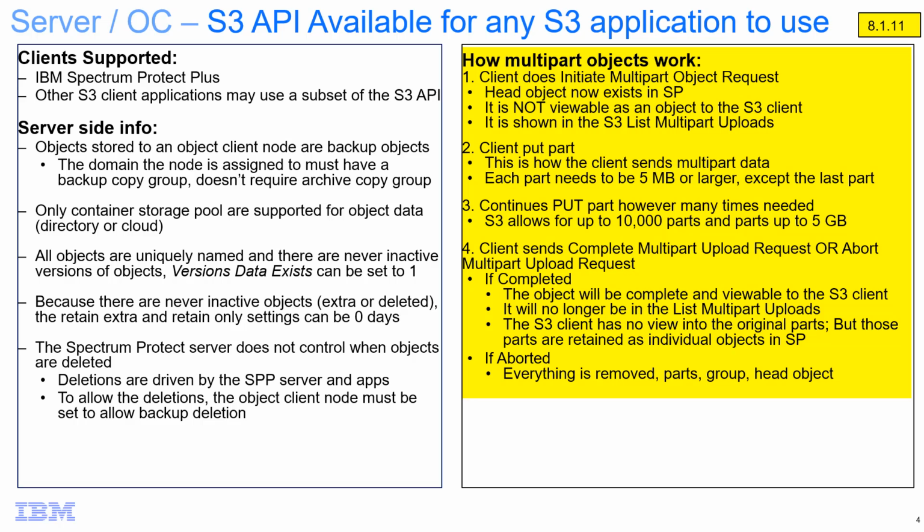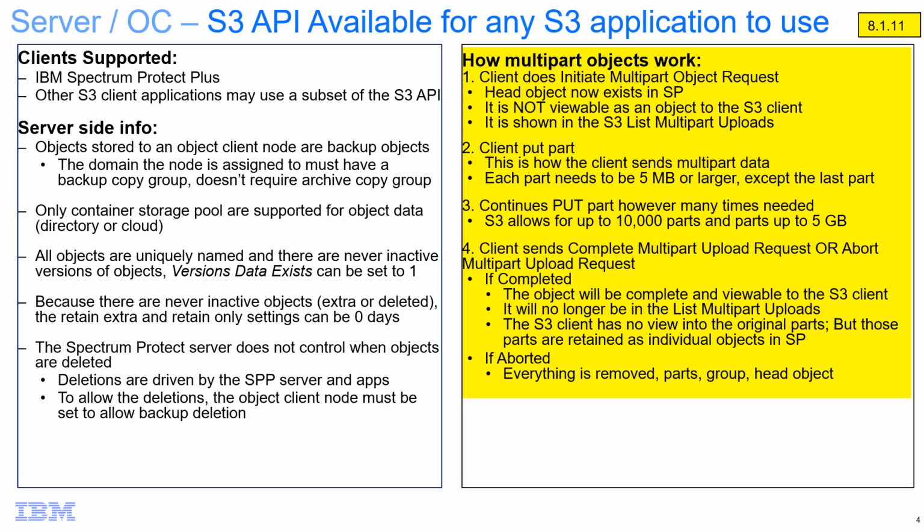The client put part, this is how the client sends the multi-part data, and each of those parts needs to be 5 megabytes or larger, except for the last part. And we're going to continue to put however many times are needed, and S3 is going to allow up to 10,000 parts, up to 5 gigabytes in size. The client sends complete multi-part upload requests or aborts the multi-part upload request.